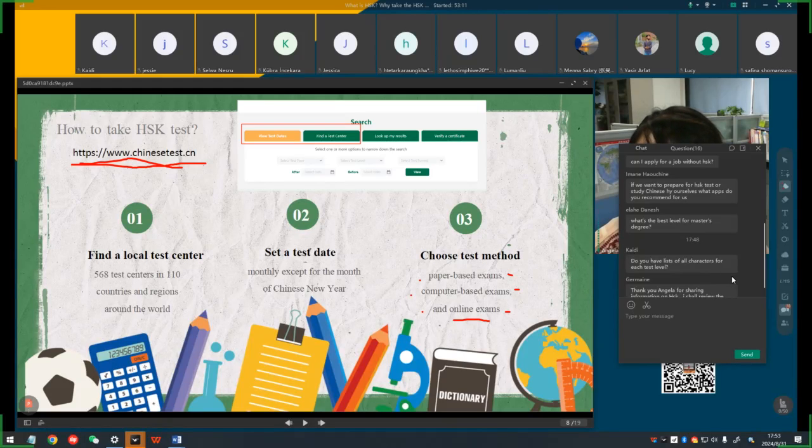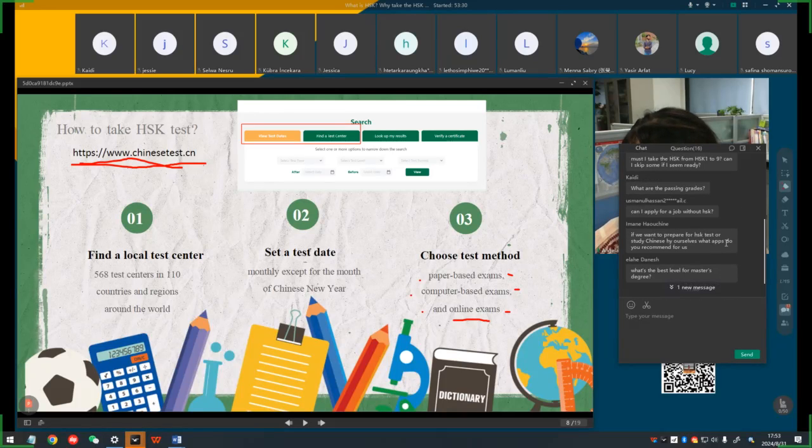Do you have lists of all characters for each test level? You can find them on the HSK test website. You just choose different levels, and they will list the words and characters for each level that you need to study.